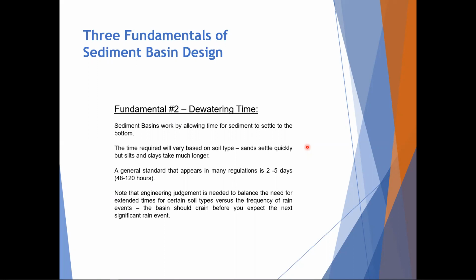What we see in many states is requiring 2 to 5 days or 48 to 120 hours, depending on the location, but that's kind of a common one. Some states have 2 to 7 days. Also note that your engineering judgment is needed to balance the need for extended times for certain soil types versus the frequency of rain events. If you're in an area that gets afternoon thunderstorms every day and they may dump a ½ inch to 1 inch of rain, and your pond takes 5 days to drain, you may find out that it's overtopping rather than going through the outlet structure, and it would make more sense to drain it a little bit faster to keep that from happening.